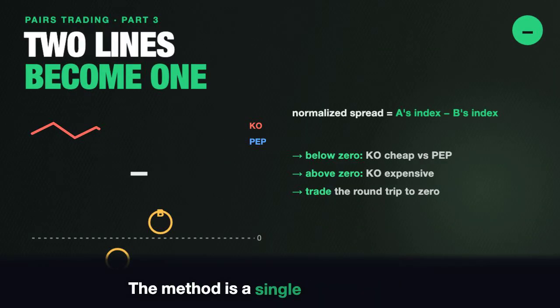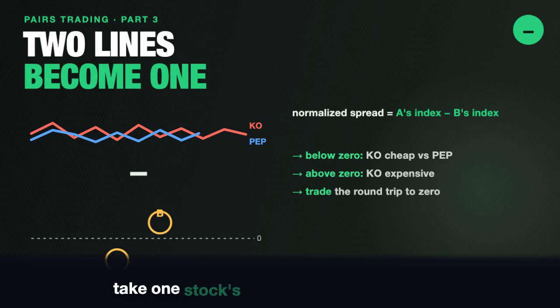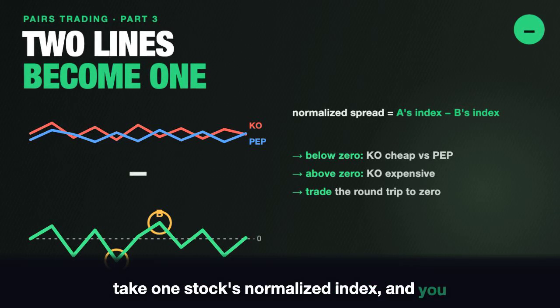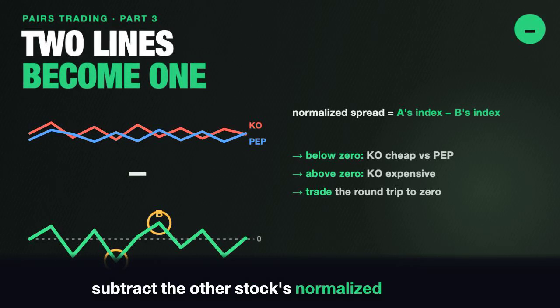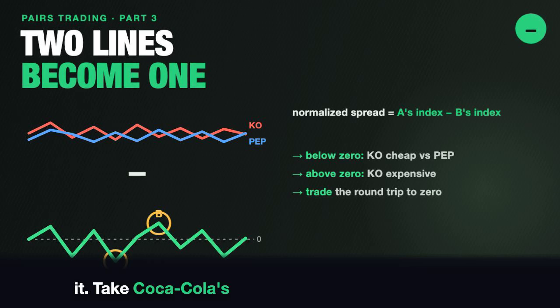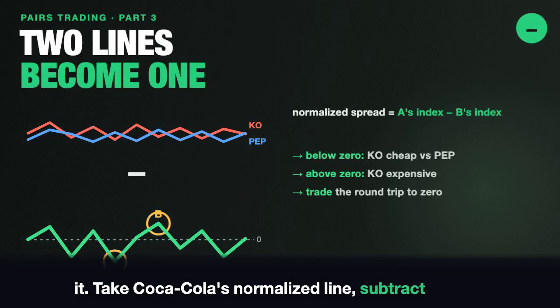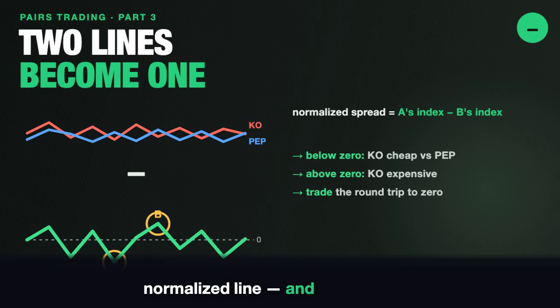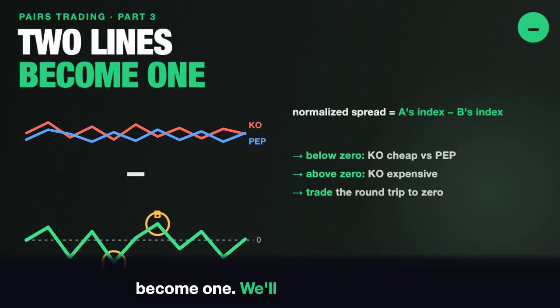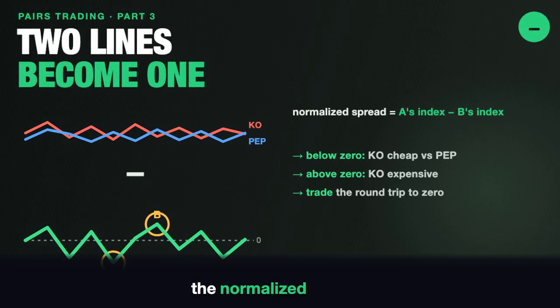The method is a single subtraction. You take one stock's normalized index, and you subtract the other stock's normalized index from it. Take Coca-Cola's normalized line, subtract Pepsi's normalized line, and the two lines become one. We'll call that single line the normalized spread.